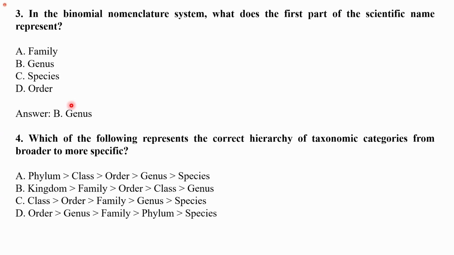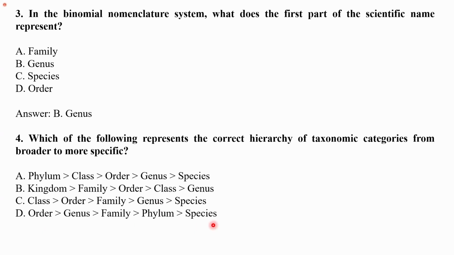Now, which of the following represents the correct hierarchy of the taxonomic categories as we move from broader to more specific? Option A, phylum, then class. So the question is asking the correct hierarchy of taxonomic categories from broader to more specific. We know broader means the ones which are at the higher levels, and more specific means at the lower level. So is it phylum, class, order, genus, species? Is it kingdom, family, order, class, genus? Is it class, order, family, genus, species? Or order, genus, family, phylum, and species?